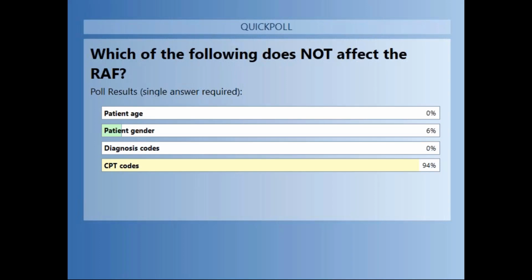Remember that this is all going to be based off of our demographic and diagnosis information, and patient gender does play into their demographic data. So we do have different base scores for male versus female within the same age group.